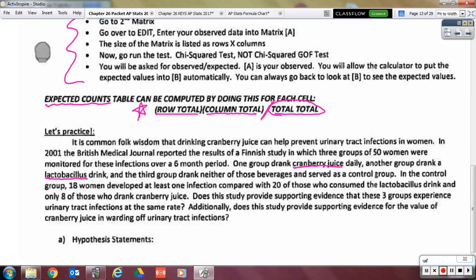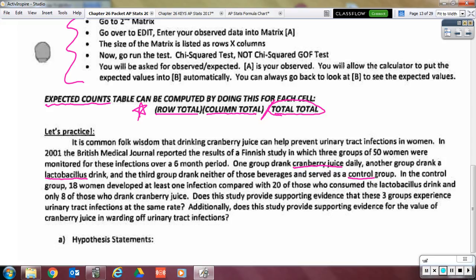And then the third group drank neither of those beverages and served as the control. In the control group, and now it gives the results, 18 had at least one UTI, 20 of the lactobacillus, and 8 of the cranberry juice. Does this study provide supporting evidence that these 3 groups experience urinary tract infections at the same rate? So that will be our primary question.